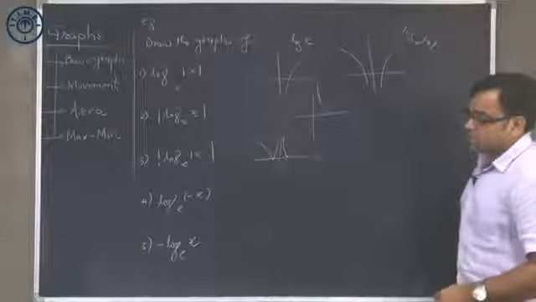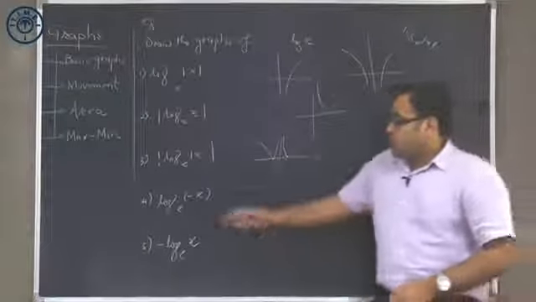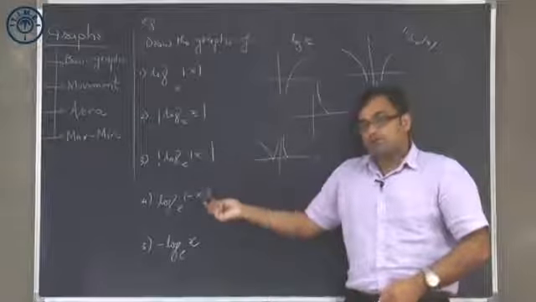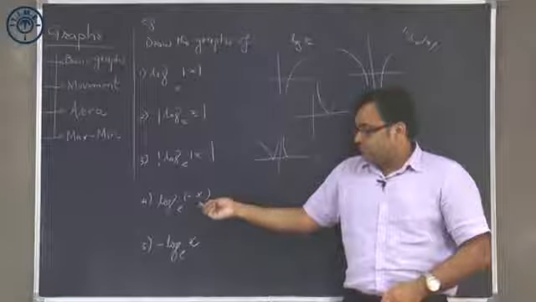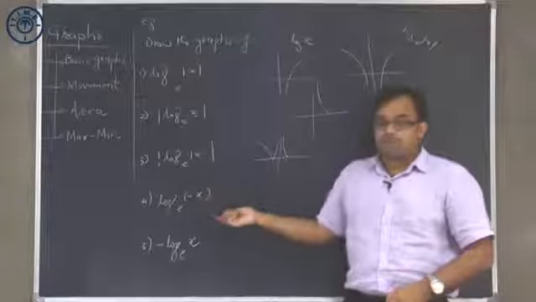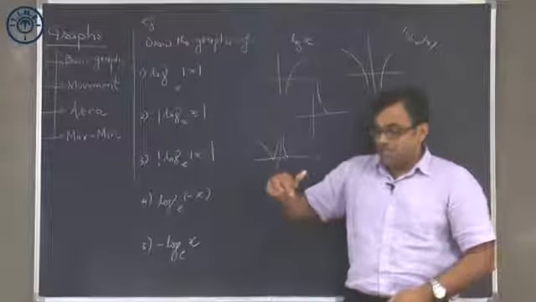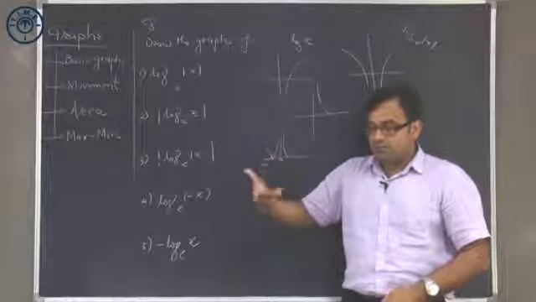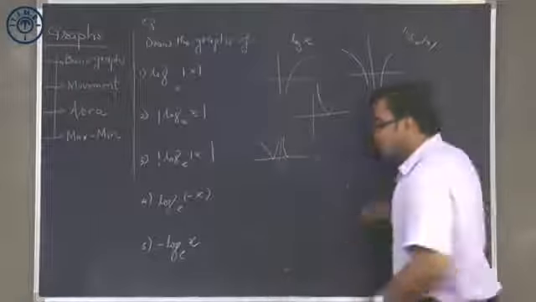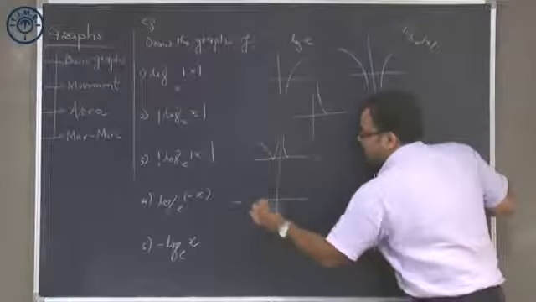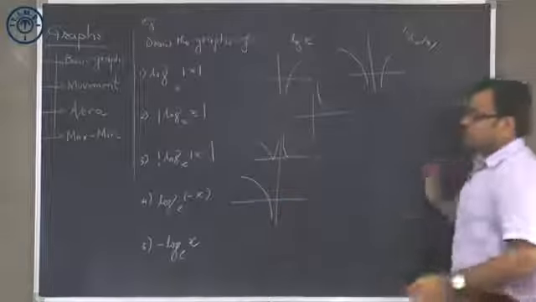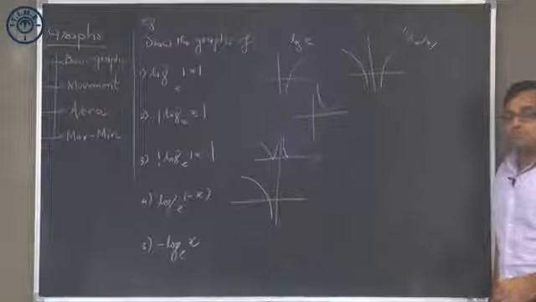Next one, log to the base e of minus x. Log is defined only for positive numbers. However, if I define log to the base e of minus x, that means that when x is positive, minus x is negative. When x is negative, minus x is positive. So this will be defined for negative values of x. So this will be the graph of log to the base e of minus x.